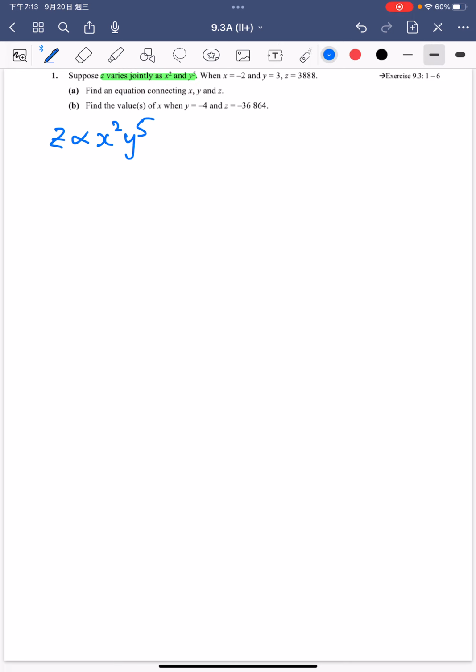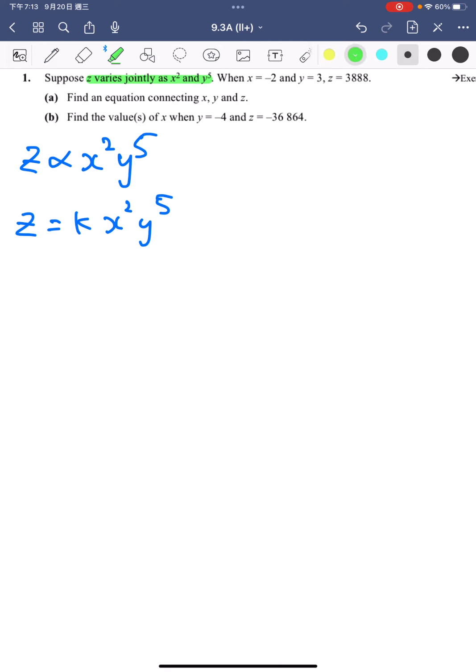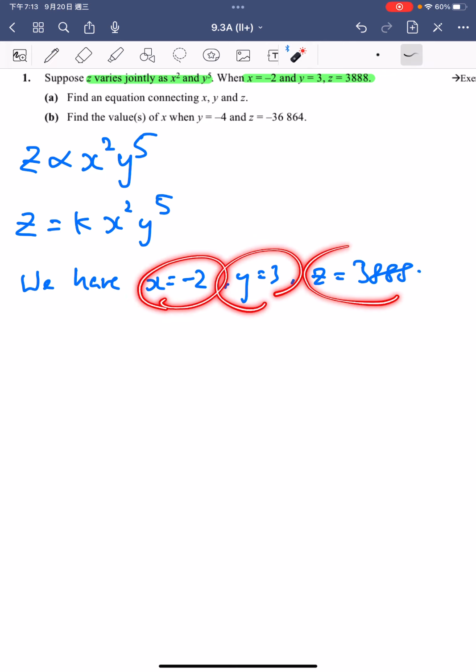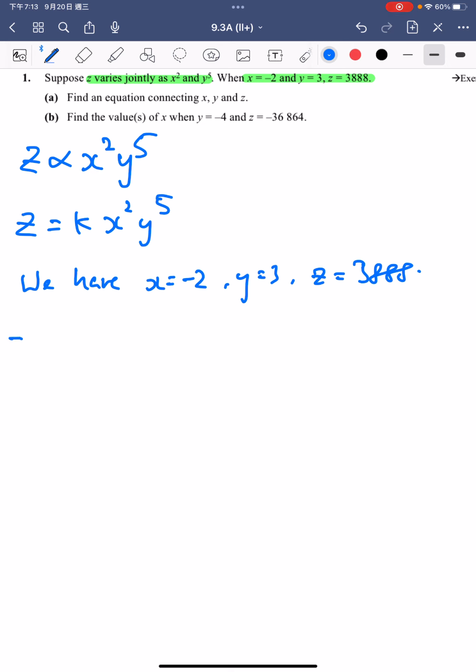After that, we can change our proportional sign into equal to k. So we can change to z is equal to k x squared y to the power of 5. The condition we have is x is equal to -2, y equal to 3, z is equal to 3,888. Then we can substitute these three values into our equation here. So we got the z, we got the x, we got the y, then we can find out the value of k.